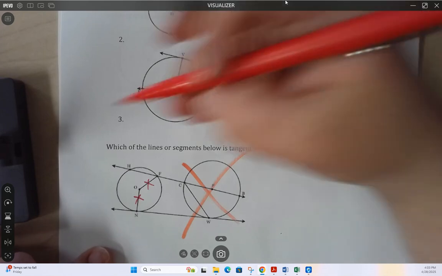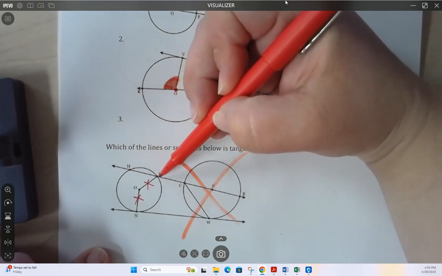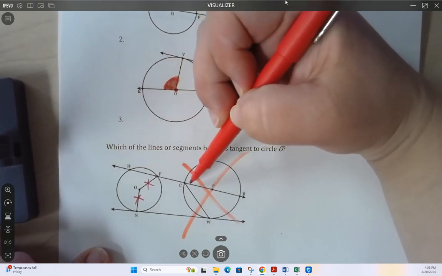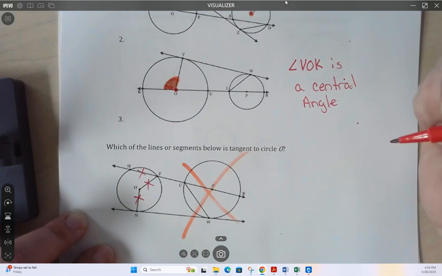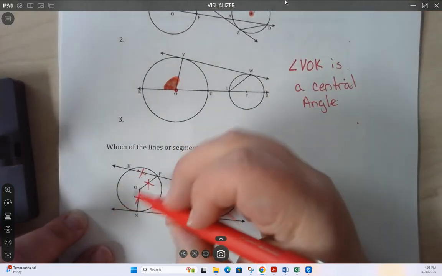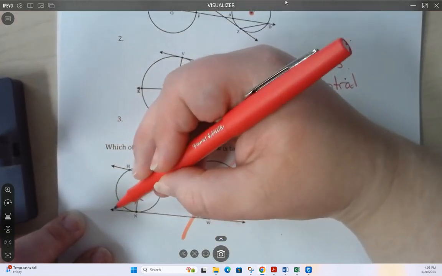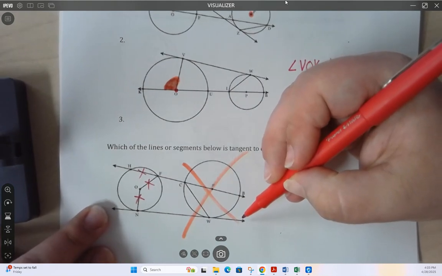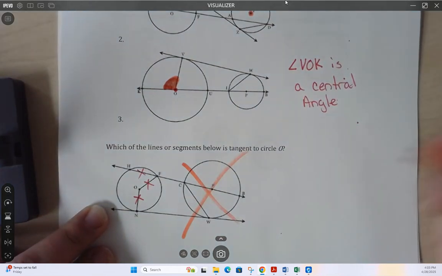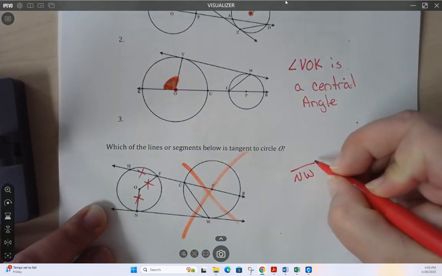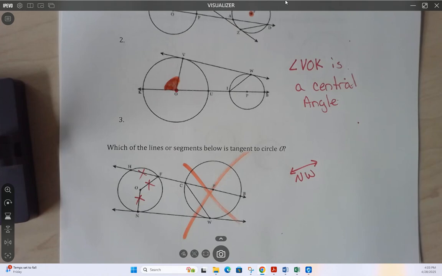Now if I look at H and F, well, the segment HF is a chord that touches in 2 places. The line or rays that contain H and F are secants, so that can't work. The only other point I really have anything to do with is N. And N is on this line NW, and it looks like NW only touches circle O at point N, which is a point of tangency. So NW is the line that is tangent to circle O.